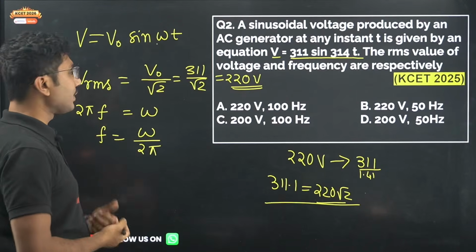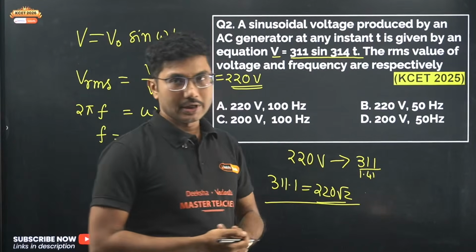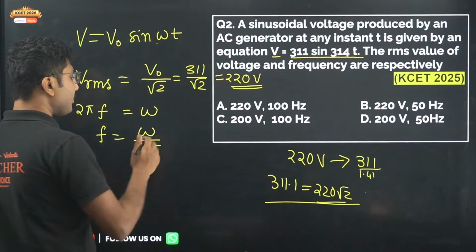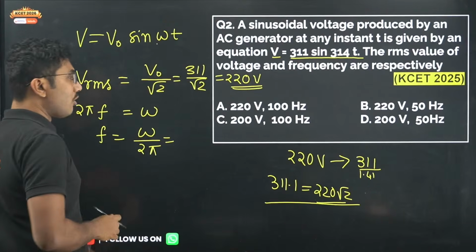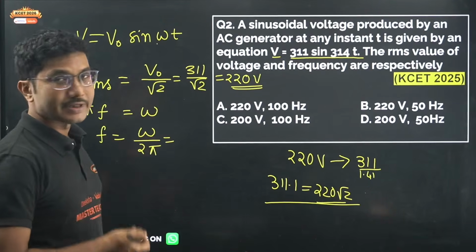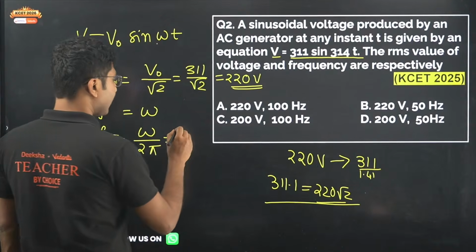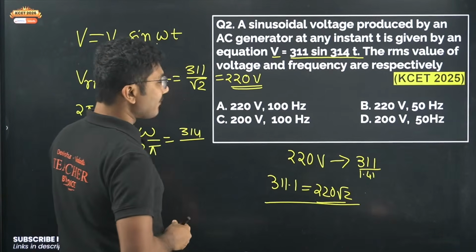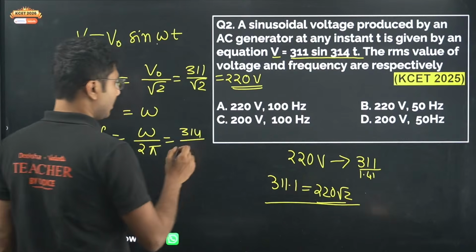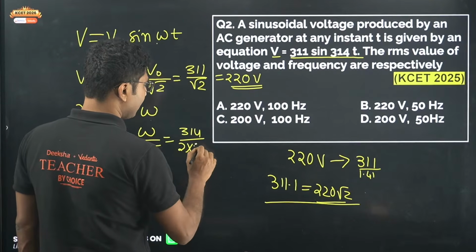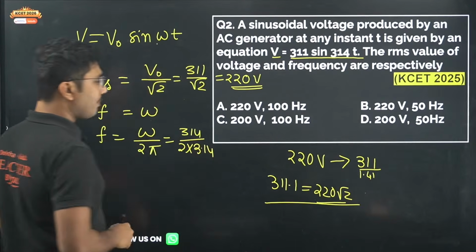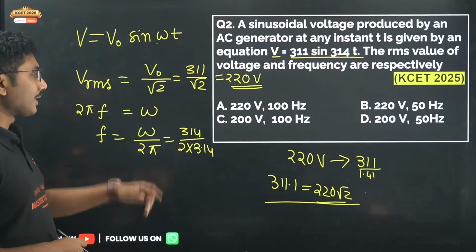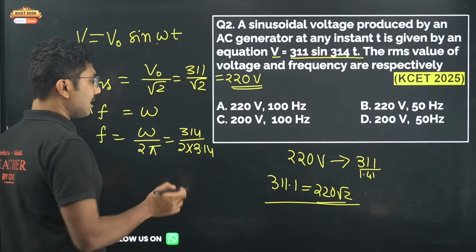But what about the frequency? How to calculate the frequency? To calculate frequency, we have to put the value of omega. Omega value here is given as 314. And pi value, obviously we know, is 3.14. So pi is 3.14, and 314 is why it is given as such.